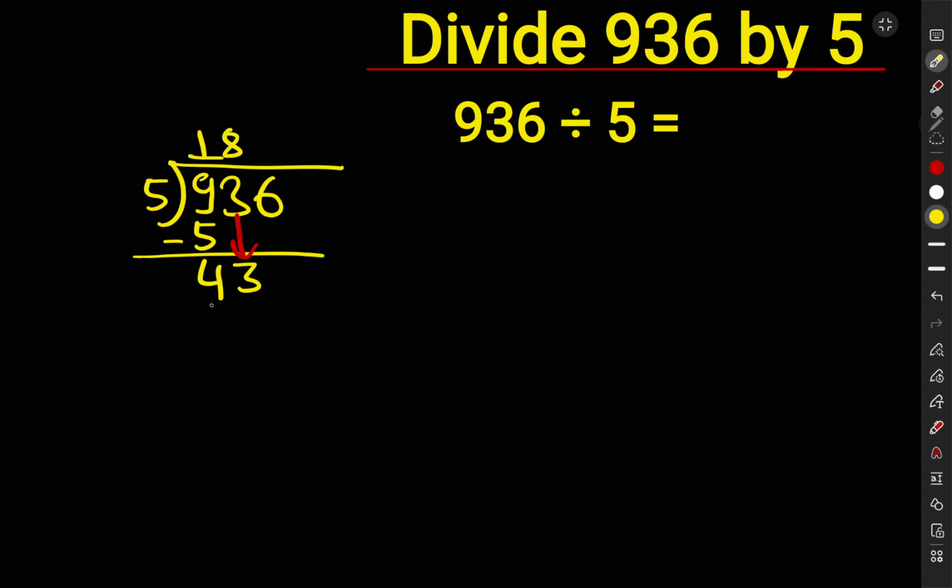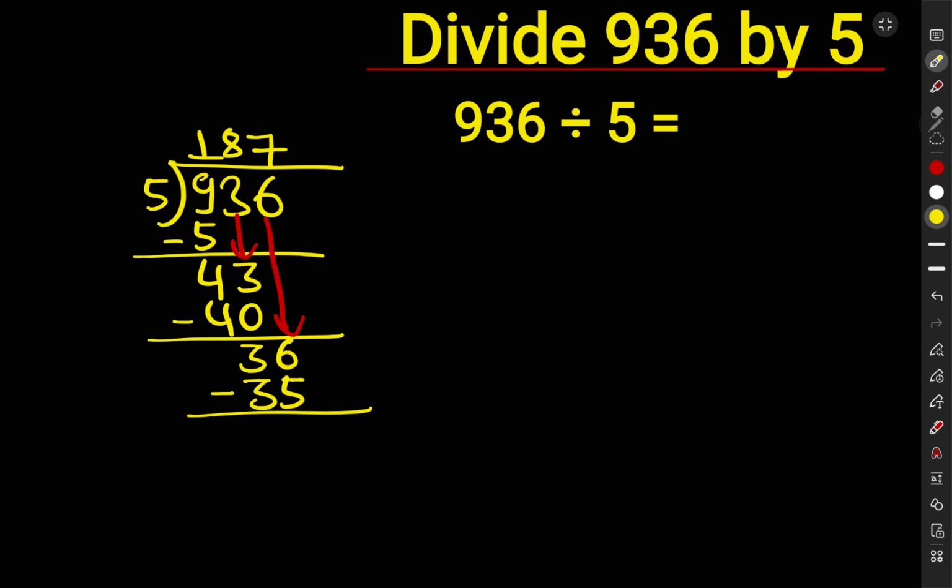5 times 8 is 40. On subtracting we get 3. So again we put down this 6 and it is 36. 5 times 7 is 35. On subtracting we get 1.